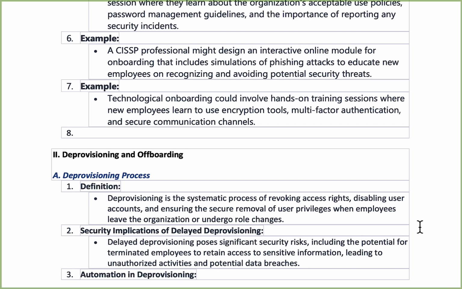One thing to think about when you're provisioning a new employee, if they are going to be in the IT world, consider the fact of how can you use that as an opportunity to teach them around encryption tools, multi-factor authentication, or secure communication channels.